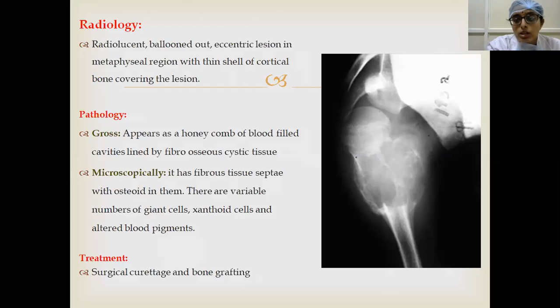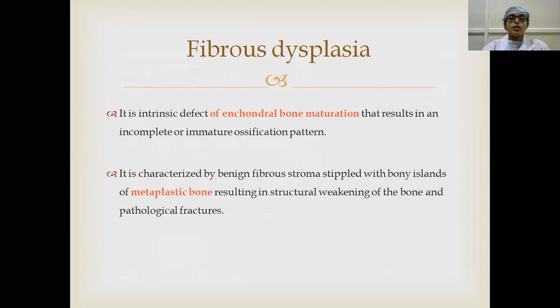Coming to the other features of ABC, microscopically there are multiple giant cells, xanthoid cells, and altered blood pigments. And coming to the treatment, it is surgical curettage, bone grafting, and stabilizing the bone if necessary.